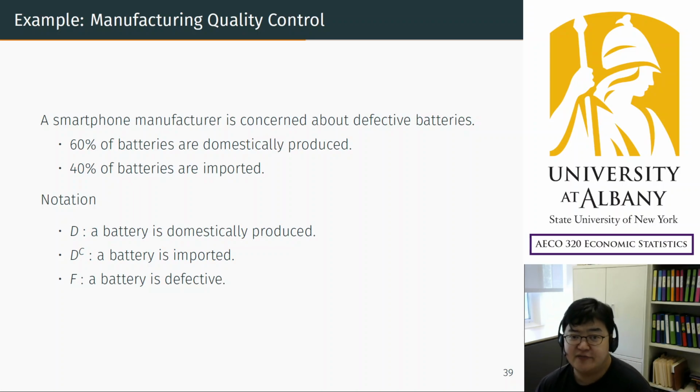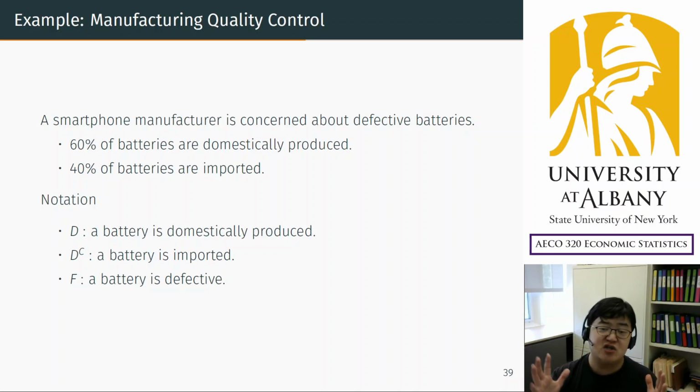Now imagine that you are the quality control manager of a smartphone factory. In particular, as a manager, you are concerned about defective batteries. You receive batteries from suppliers, battery producers, but some of them are defective. As a result, your smartphone may not function well in the future. So you would like to analyze the battery problems and the probability of defects.